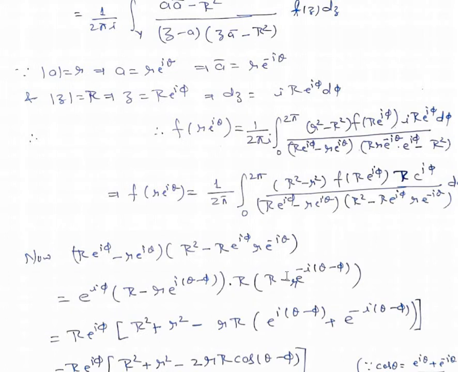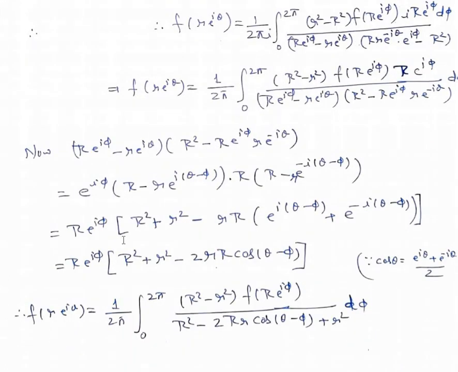which can be written as Re^{iφ}, and now you multiply these two, we have R² plus r² minus r into Re^{i(θ-φ)} plus e^{-i(θ-φ)}. And now you know that cos θ is e^{iθ} plus e^{-iθ} upon 2. So therefore this term is 2 times cos of (θ minus φ). So therefore this thing is equal to Re^{iφ} into R² plus r² minus 2Rr cos(θ minus φ).